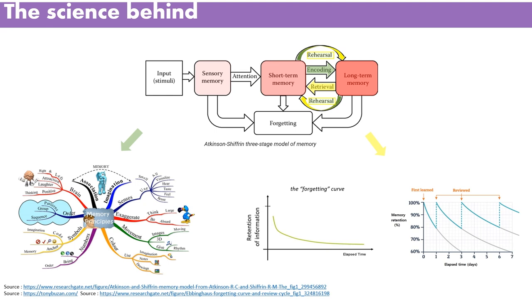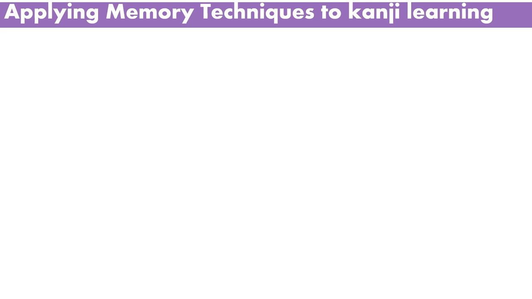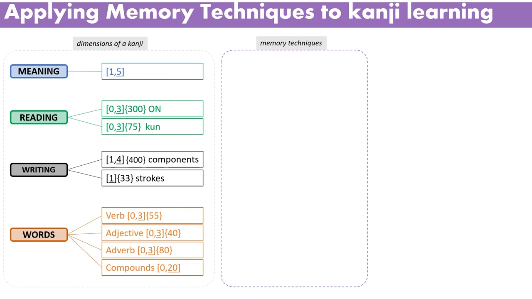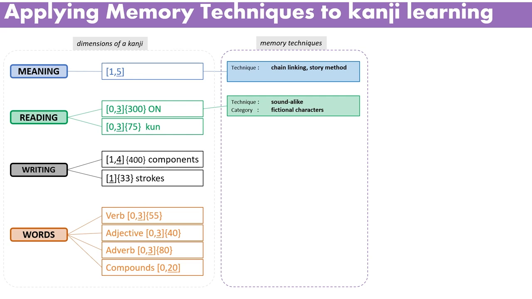Now, let's apply those memory techniques to kanji learning. We start from the dimensions of the kanji. And for each dimension, we will apply a specific memory technique. For the meaning, we will use the chain linking and story method. For the on reading, we will use the sound-alike technique and the category of fictional characters. For the kun reading, the person, action, object technique, based on real human beings.